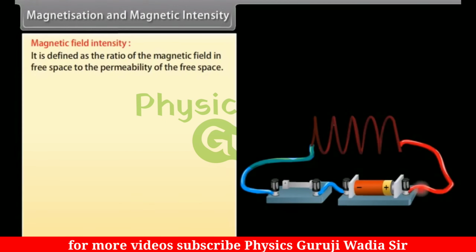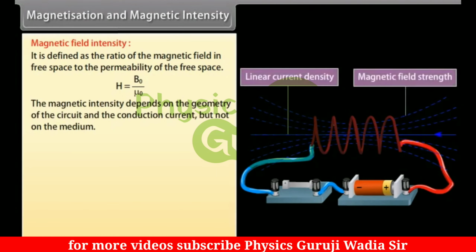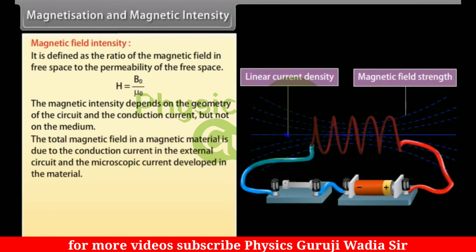Magnetic field intensity. It is defined as the ratio of the magnetic field in free space to the permeability of free space. H is equal to B naught divided by mu naught. The magnetic intensity depends on the geometry of the circuit and the conduction current, but not on the medium. The total magnetic field in a magnetic material is due to the conduction current in the external circuit and the microscopic current developed in the material.